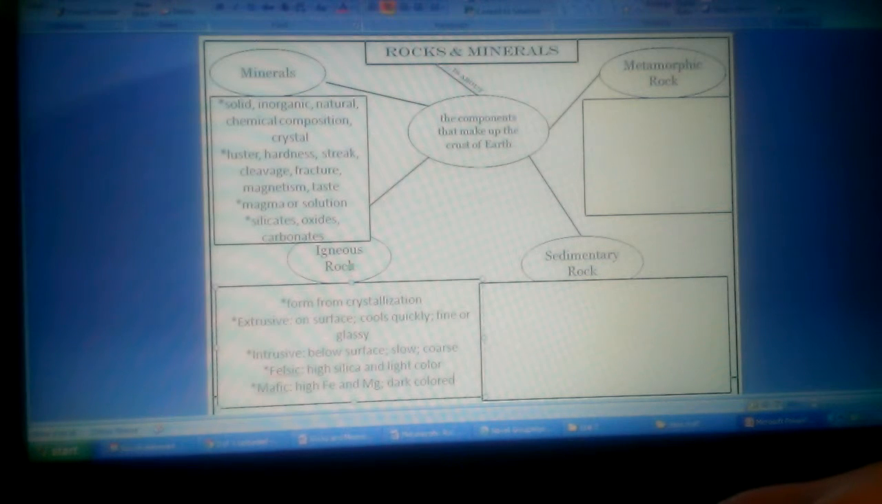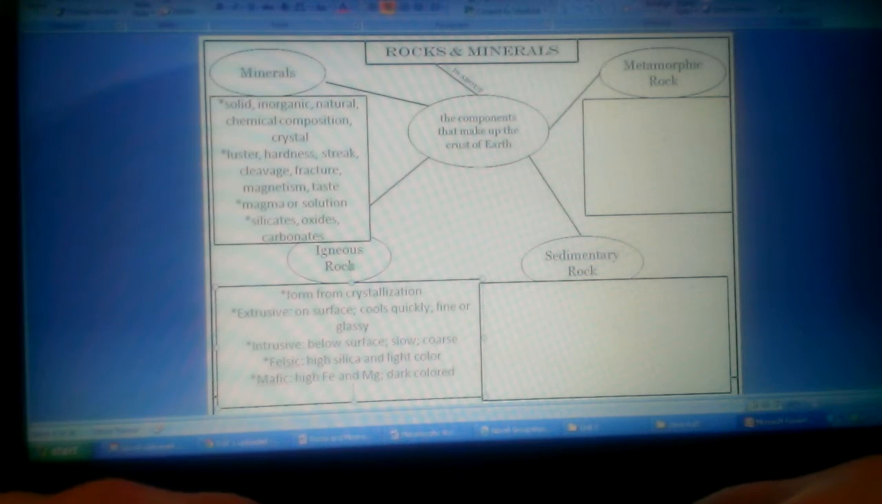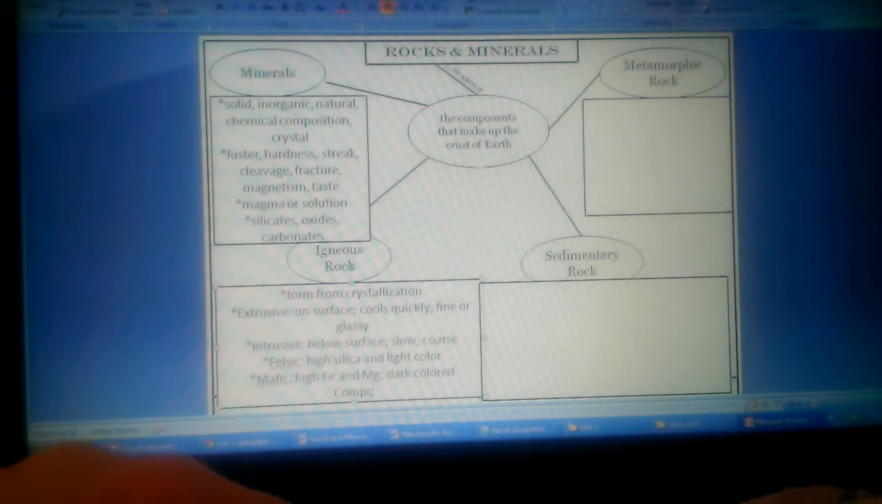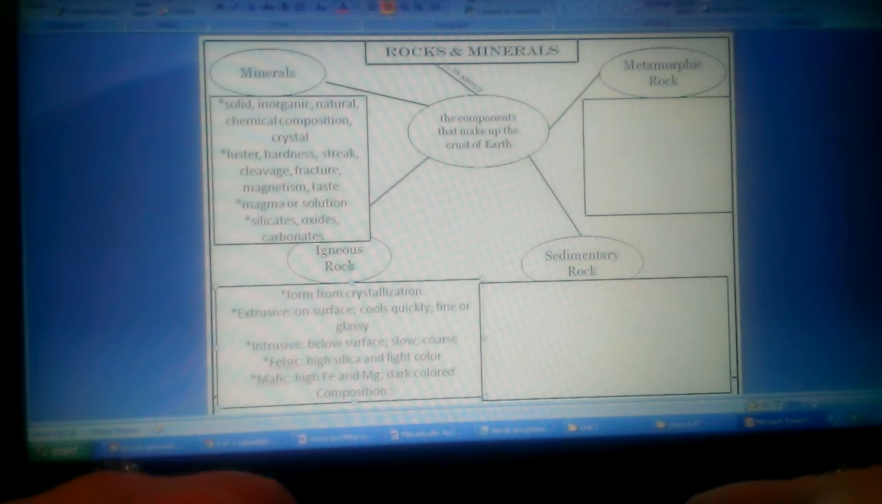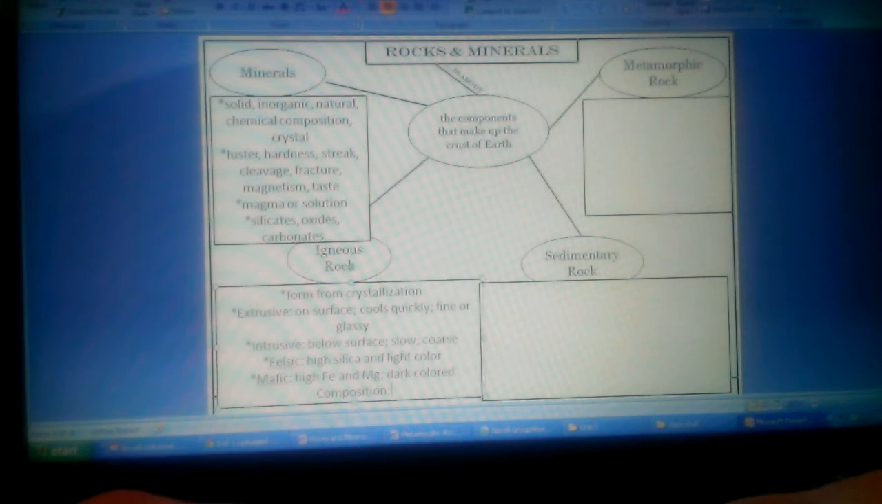So composition plays a pretty big role because that tells you what minerals are in the rock. On the test, you have to be able to use that chart and look at composition. So take a good look at composition and knowing what type of rocks are inside each of our igneous rocks.